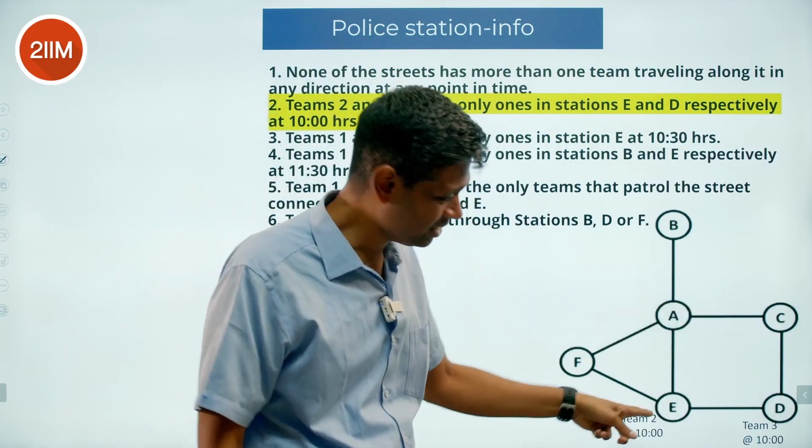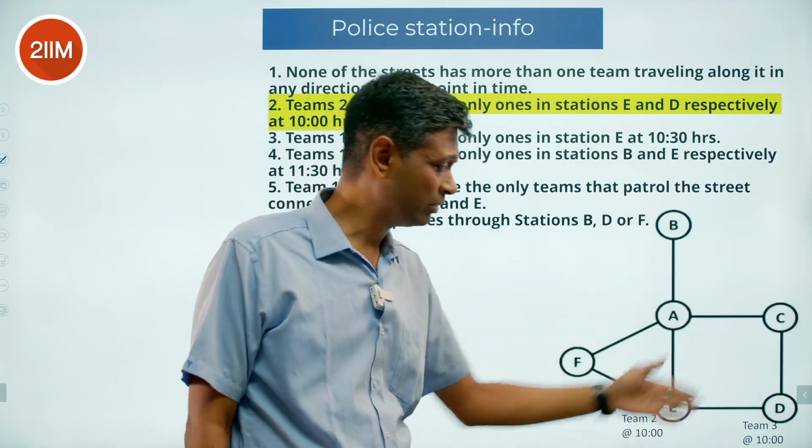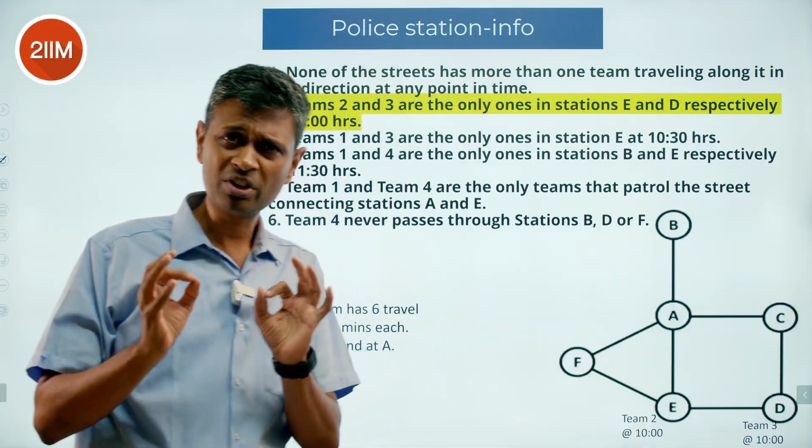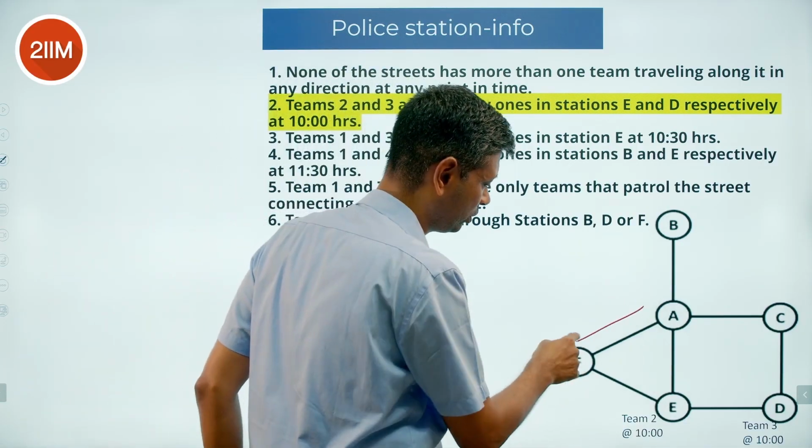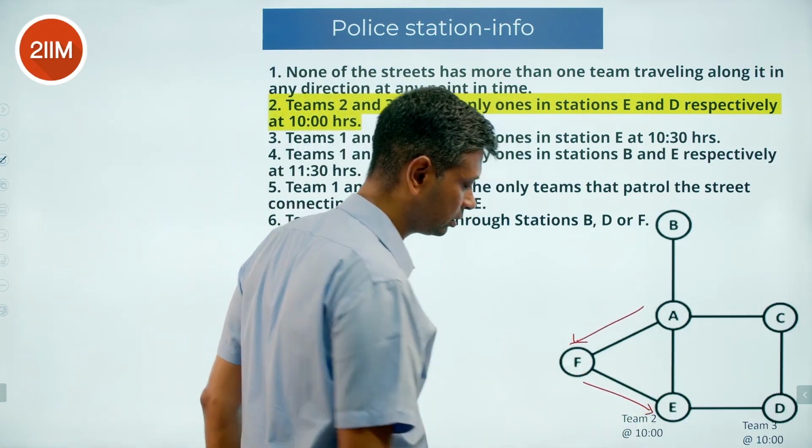So, A, C, E is not possible. A, B, E is not possible. You can't even go to D. So, team 2 must necessarily have gone this way in the first leg and traveled this way in the second leg to reach E.